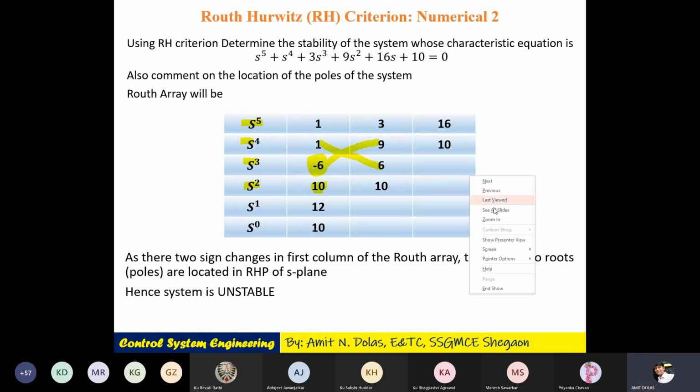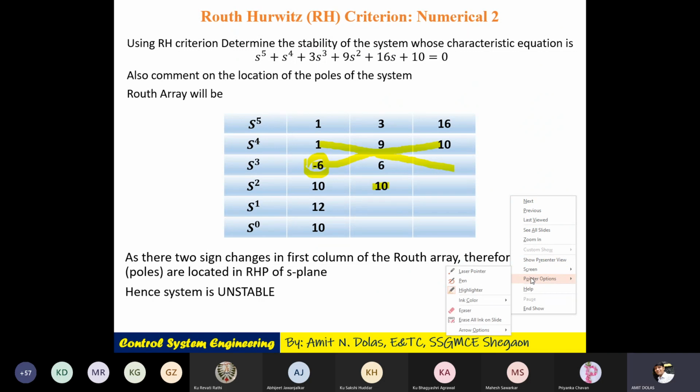And again we have to find the next element, taking minus 6 as the base. So minus 6 into 10 will be minus 60. Minus 60 minus 0, divided by minus 6. Look, minus 60 divided by minus 6: the minuses cancel and it will be 10.